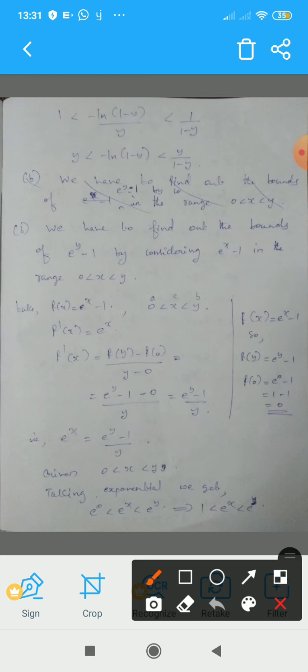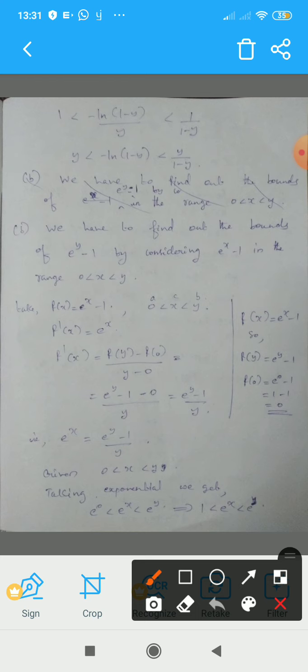Got it? Thus, f dash of x is equal to e raised to, what is f of y? E raised to y minus 1. And what is f of 0? 0. So, e raised to y minus 1 minus 0 by y. Right? Then finally we got f dash of x is equal to e raised to y minus 1 by y.